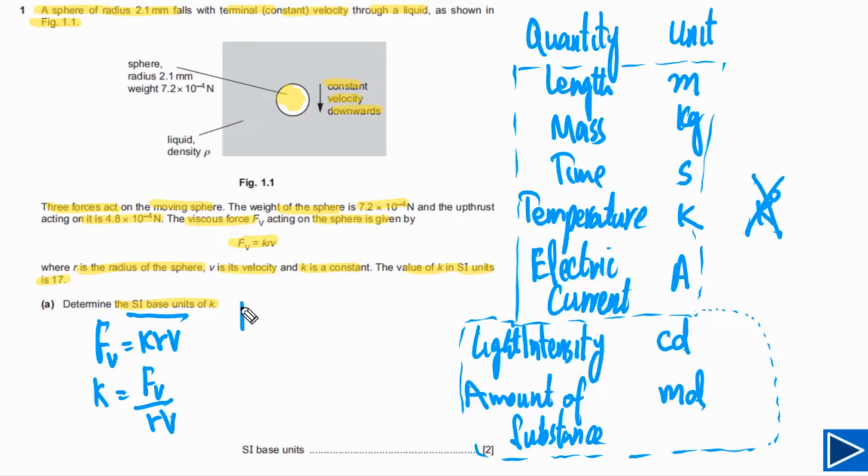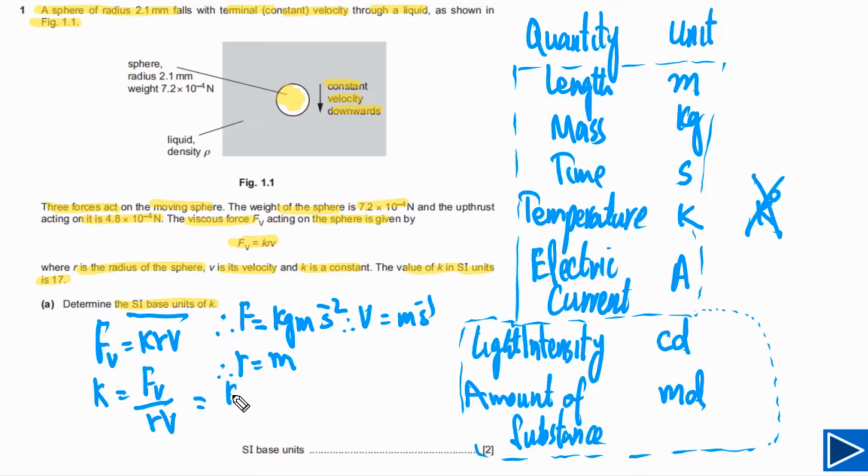For force, first of all, we can write down SI base units. Force is equal to MA. So the SI base units for force are kg meter per second squared. And we can also write down the SI base unit for R. Radius, SI base unit is meter. And for velocity, we can also write down the SI base unit. That is meter per second. Now simply we need to plug in here.